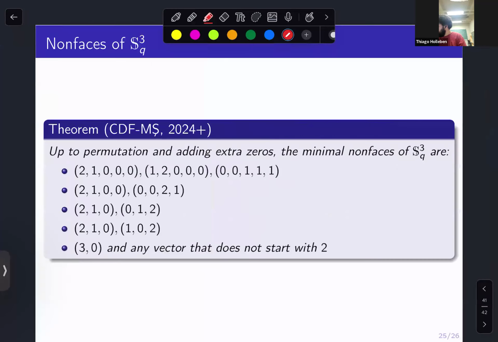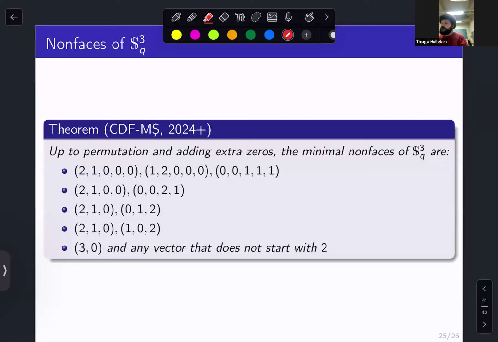Now, I wanted to mention this, as I mentioned in the abstract, I was going to talk about the face structure. So I'm going to talk about this theorem, which is a list of the minimal non-faces. If people are curious, I can describe the facets, the maximal faces, as well. But I would say it's less intuitive what's going on. I wouldn't say it tells the story. But this is a very important part of the proof.